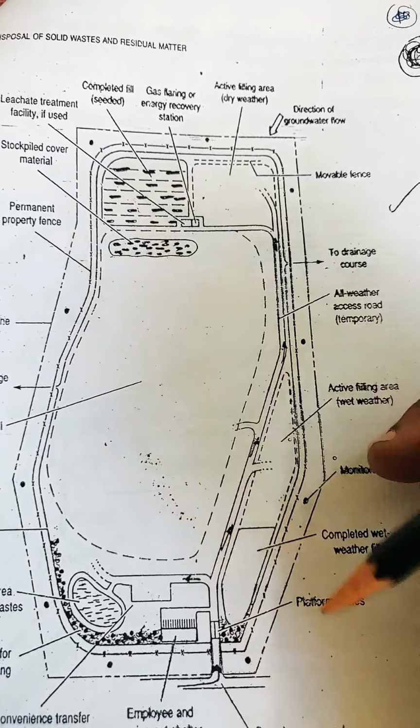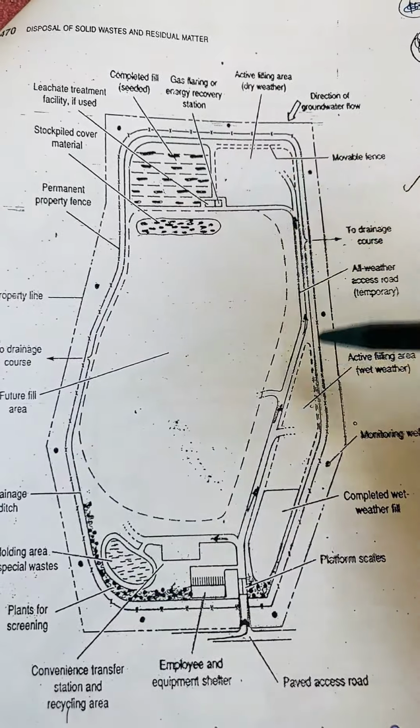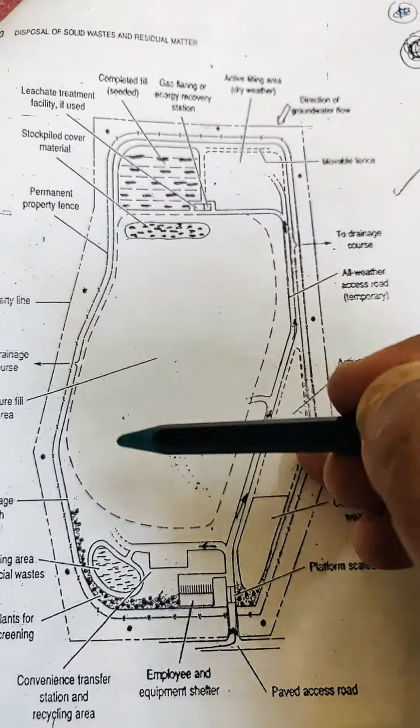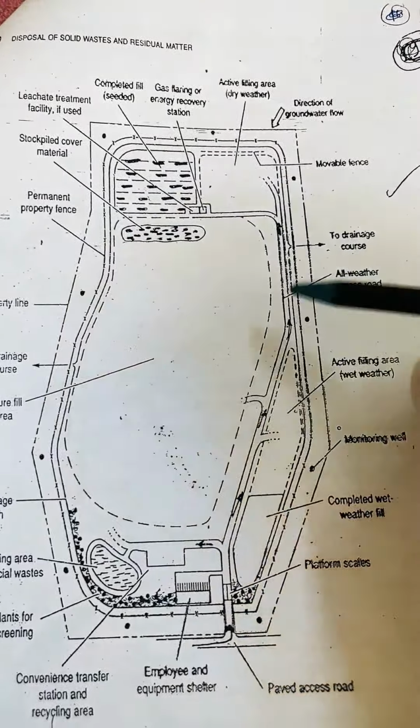If natural groundwater flows this way, as given here, various gutters or trenches are taken all around. Here the natural rainwater enters and is drained out. See here one drain, another drain, so that it will not enter and disturb the entire area. So the drainage system is done. Then all roads are properly laid out. This is wet weather landfill. This is dry weather landfilling. This is the area for future filling.